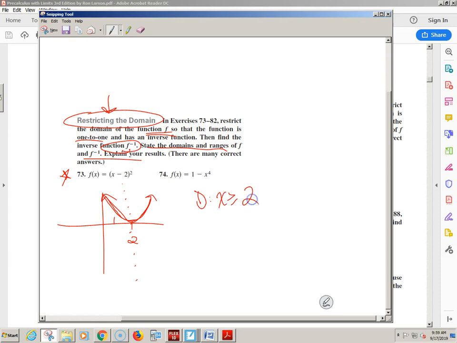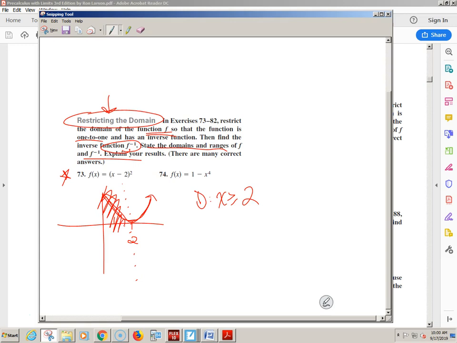Domain only greater than or equal to 2. So how I restrict the domain is I think about the curve itself. Think about how it fails, and then take away the part. Take away half, especially if it's symmetric. Take away one side of the symmetry so that it doesn't make a problem. Okay, it's restricted. Good. It's restricted to what? That. Does that pass the horizontal line test? Good. Now what?